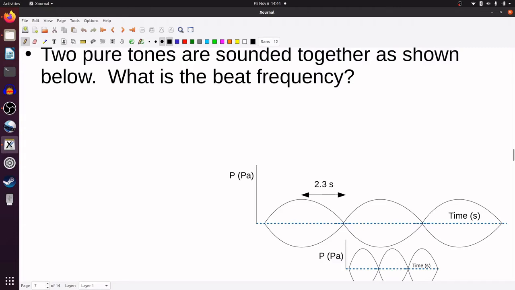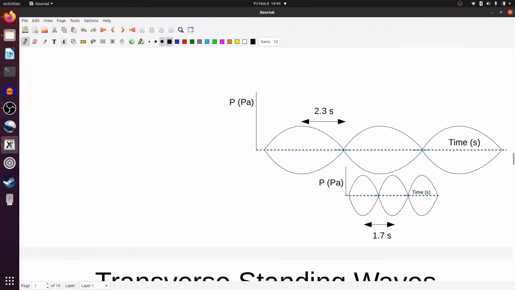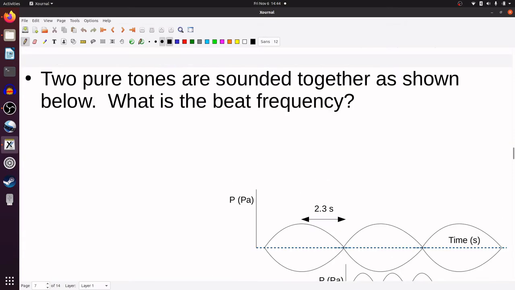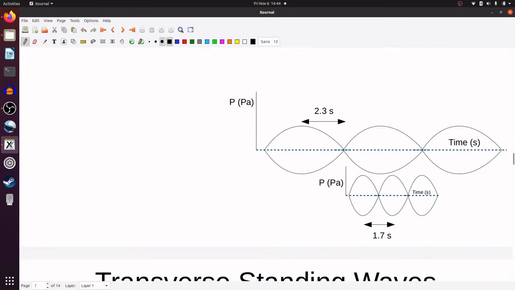Two tones are sounded together as shown below. We're going to figure out the beat frequency. This is a graph of the pressure versus the time. This is the pressure wave. What we need to do is figure out the frequency of each of these in order to figure out the beat frequency. I can notice from here that it's going to take 2.3 seconds from the crest to equilibrium, and that's 1/4 of the total wave, because this would be 1, 2, 3, then 4. There are different ways you can do this, but this is how I do it.